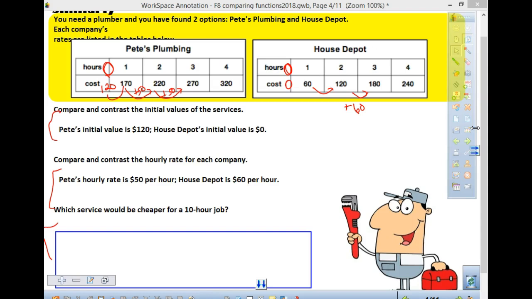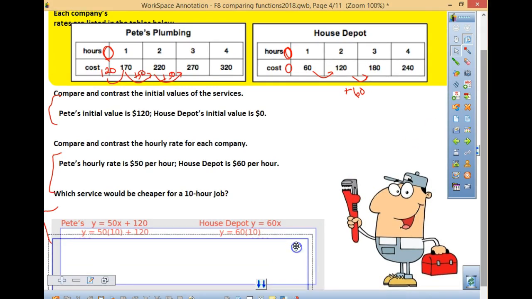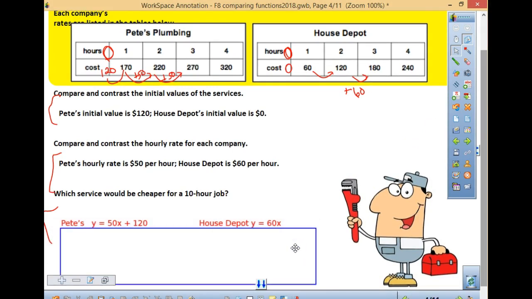But the question says, which service is gonna be cheaper for a 10-hour job? So the thing that we need to take a look at is we need to look at each of these, and we need to write down our equation for each one. Does it make sense that Pete's is gonna be y equals 50x plus 120? His unit rate is 50, and he had to start, if we look at our y-intercept, at 120. House Depot started at 0, so y equals 60x.